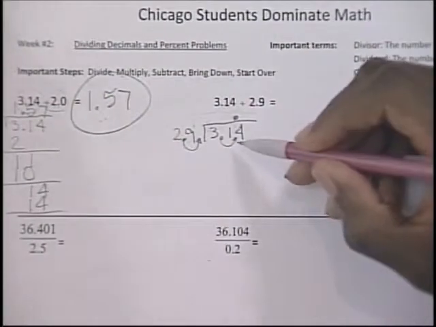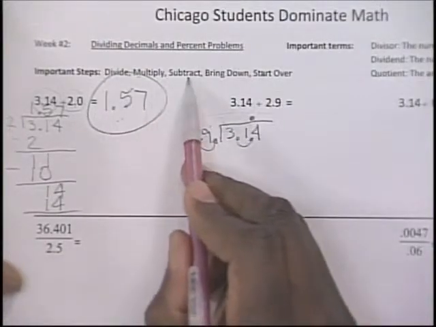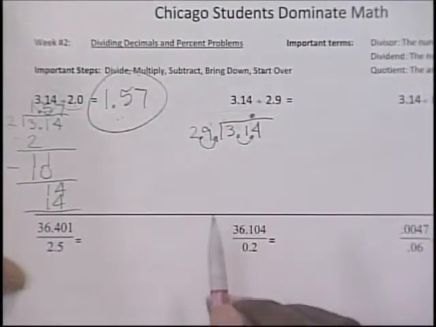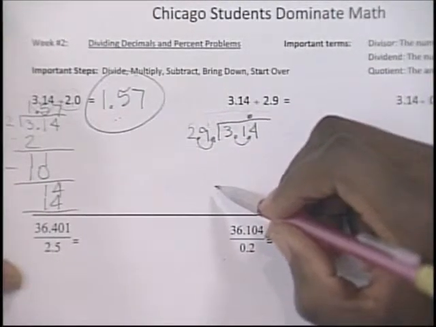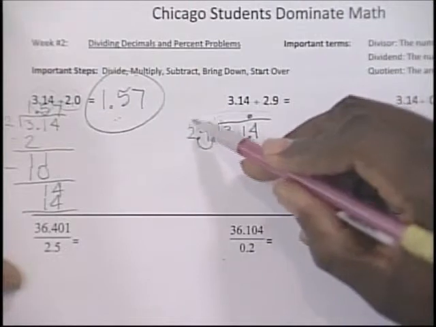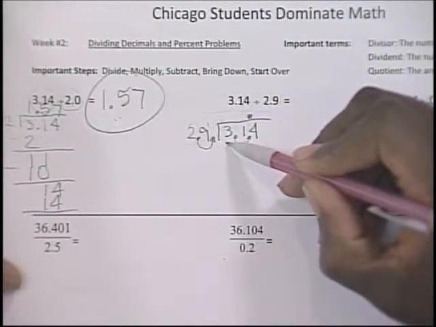All right, so now that you brought the decimal straight up, we're going to go through these steps one more time. Divide, multiply, subtract, bring down, and start over. So now let's divide. This is no longer 2.9, it's now 29. How many times does 29 go into 3?